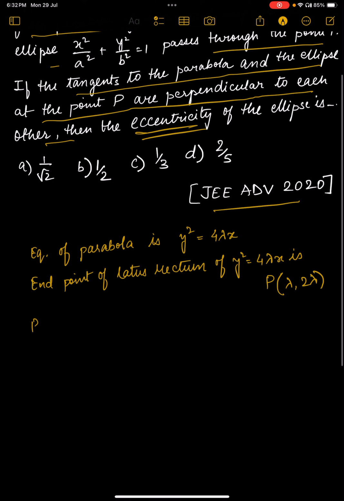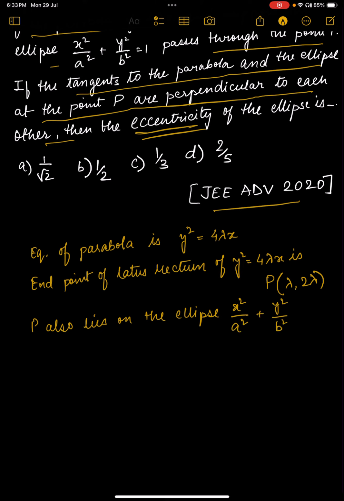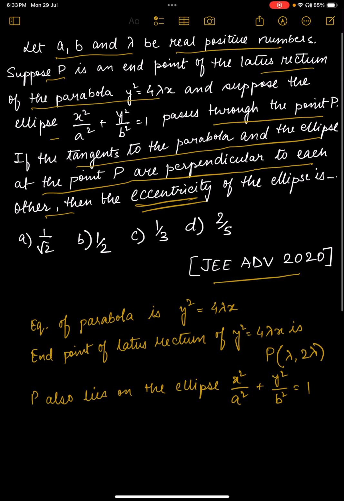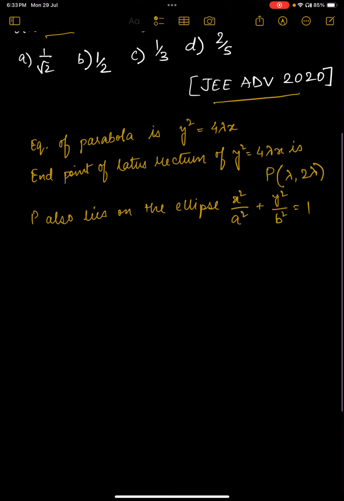Now, point P also lies on the ellipse, and the equation of the ellipse given to us is x squared by a squared plus y squared by b squared is equal to 1. Now we have found the coordinates of the point P. The next part of the question says that the tangents to the parabola and the ellipse at the point P are perpendicular. So now what we should do is find the slopes, because we know that if two lines are perpendicular to each other, then the product of their slopes is equal to minus 1.